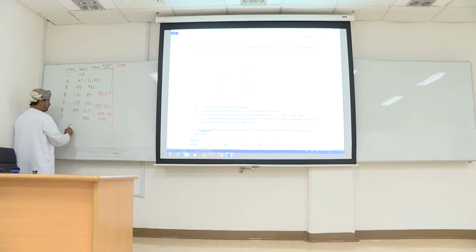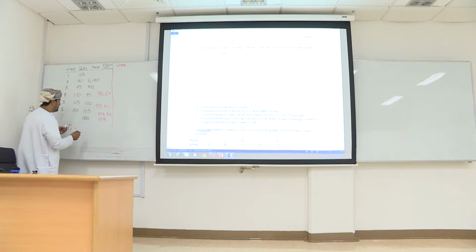The formula for the weighted moving average forecast is very similar to the moving average, except now that we have relaxed the weights. In the moving average, the weight is equal to 1 over n. So if you have a 3-period moving average, then the weights are 1 over 3, 1 over 3, 1 over 3. But in the weighted moving average, the weights are relaxed, meaning you can change the weights by yourself.